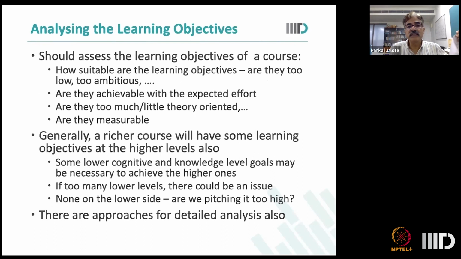How do you analyze learning objectives, outcomes? Okay, so you should, of course, first see how suitable the learning outcomes are. Are they suitable? Are they too low? If you're putting down just some simple things, at the end of the course, they will learn how to solve simple equations, learn all these theorems. They're too low perhaps. Are they too ambitious?